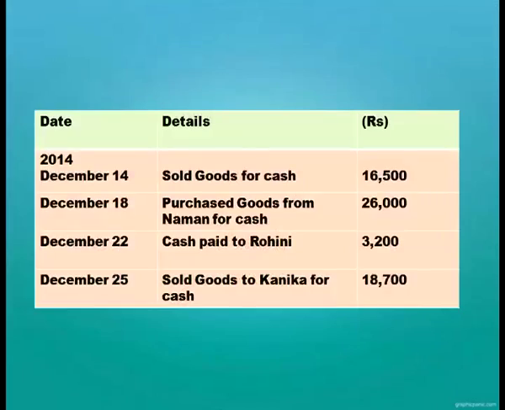Some more transactions. Sold goods for cash: cash account debit to sales. Purchased goods from Naman for cash: purchases debit to cash. Cash paid to Rohini: Rohini debit to cash. Sold goods to Kanika for cash: cash account debit to sales.